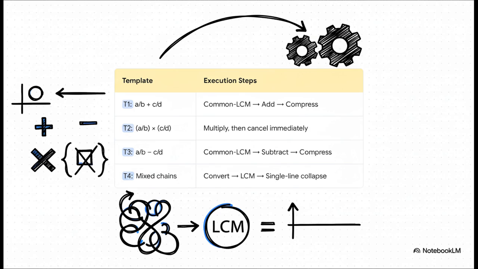These right here are the 4 templates you're going to see over and over. T1 and T3 are just your standard addition and subtraction using a common denominator. T2 is multiplication. Just remember to cancel out common terms as soon as you can. And then there's T4, the big one, the mixed chain. But really, it's just a combination of the others. You convert everything, find one LCM for the whole thing, and solve it all in one go.